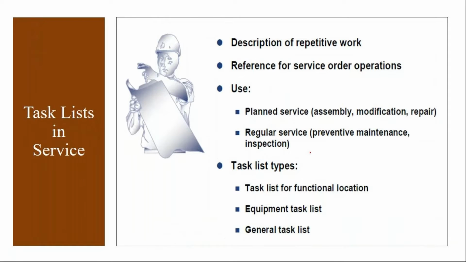In customer service, the task list gives the description of the repetitive work. If you are doing the same steps of operations in a sequence regularly, then those operations you will put in the task list, and this will become a reference for service order operations. When you create a service order, you can link the task list into the order. I will show you that once we create all the task lists. You can use them for planned service or even for regular service. And there are three types of task list, we will see in the next slide.